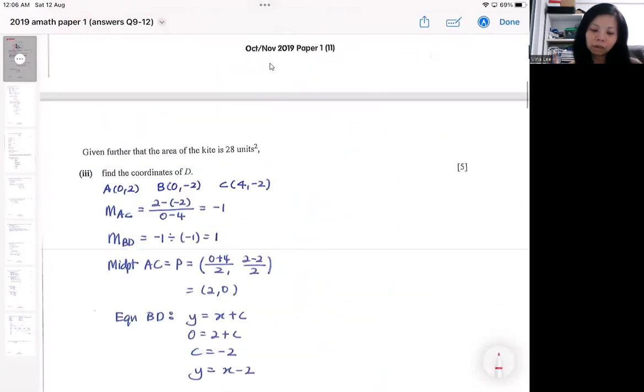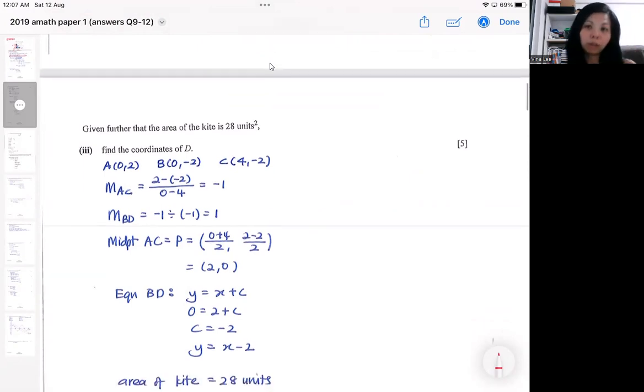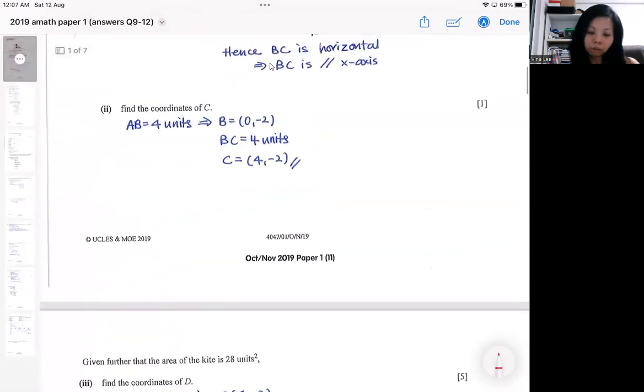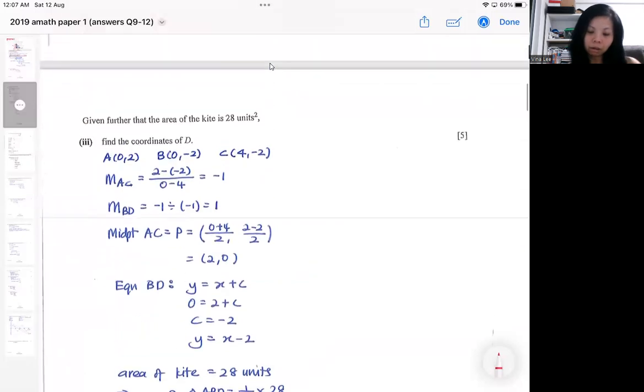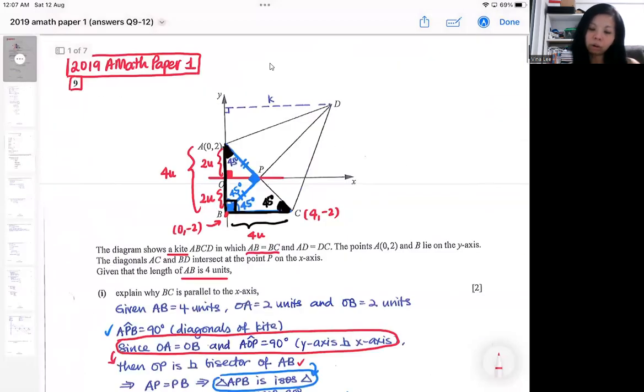Okay, the next one is the one that some students will get stuck on. They will give you the area of a kite, and your job is to go and find the coordinates of D. The area of a kite will lead you to think about shoelace. If you want to try shoelace, it will be all right. But some students feel a bit insecure trying shoelace with unknown coordinates. So what we can do is we can set up the unknown coordinates.